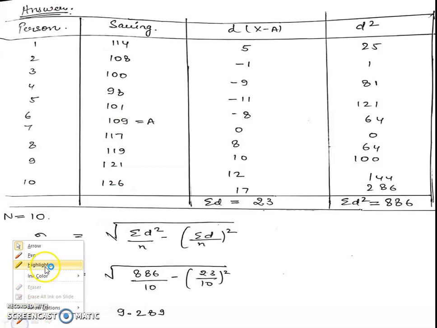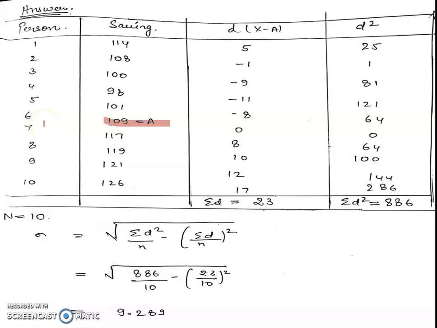We have to take the highlighter here. It is the assumed mean we have to consider. So x minus xa into d we have to consider. Okay, so x minus xa. What is the assumed mean? 109. What is x minus a? X is the person. We take x as the person.